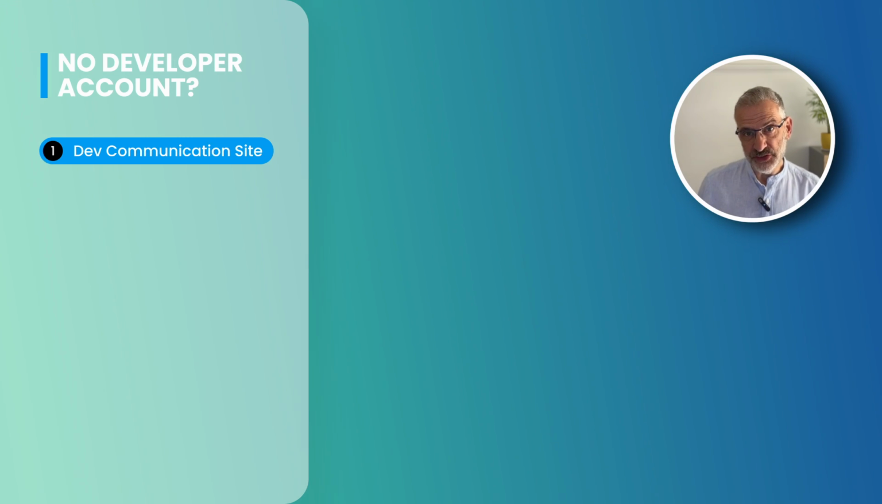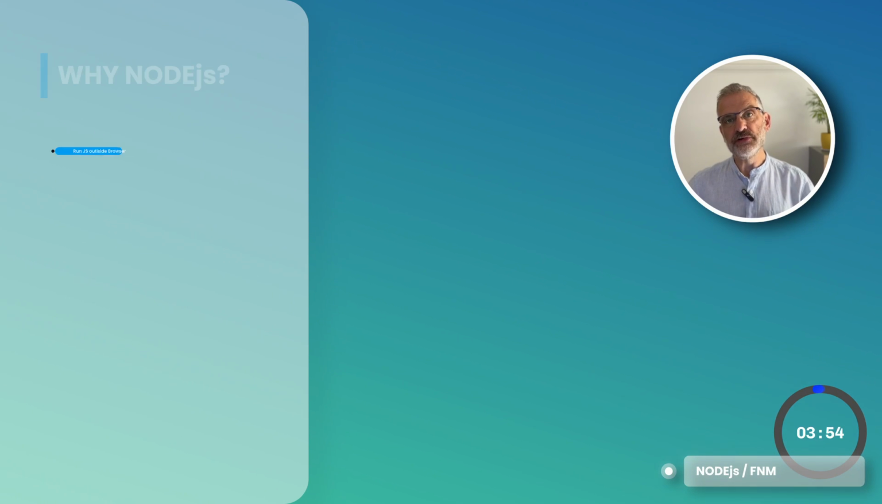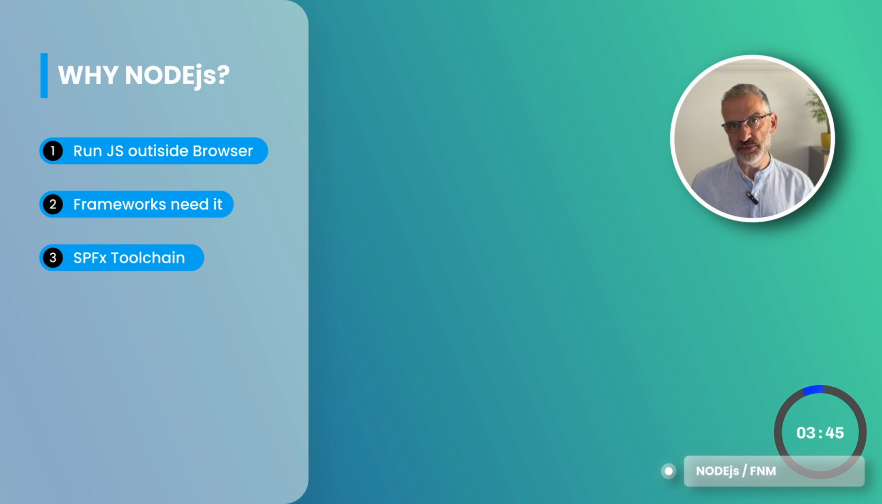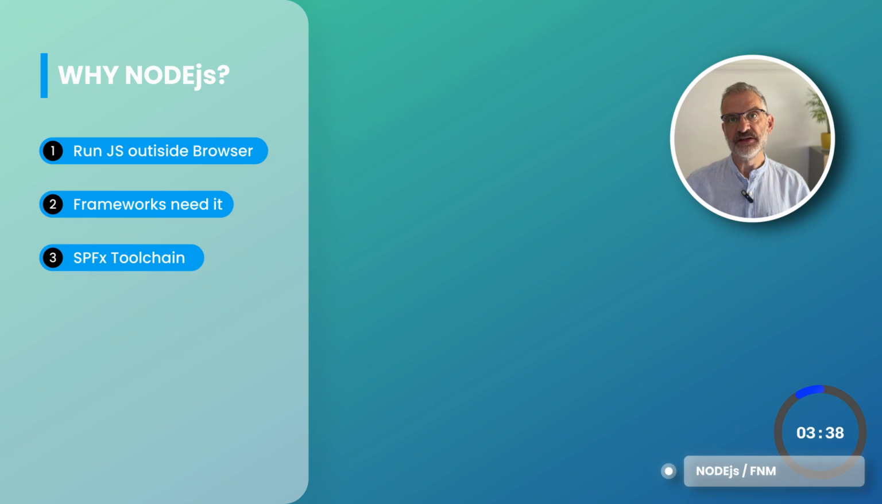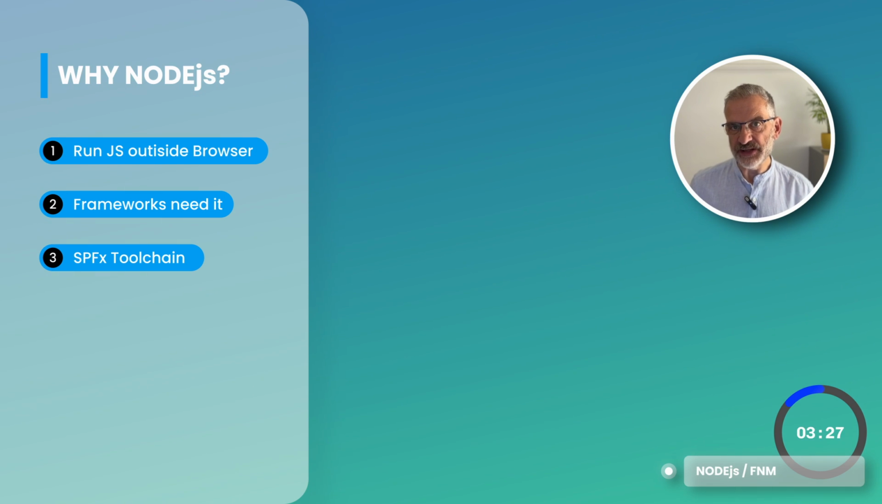So the next thing we have to do is install Node. So what is Node? So using Node, you can run JavaScript outside of the browser. And most modern development tools like React, Vue, Angular, they rely on Node in order to run tasks to build and compile, etc. In the case of SPFx, the SharePoint framework uses Node for its toolchain. So it uses things like Gulp, Yeoman to help you build and deploy your customizations. So let's see what that means.